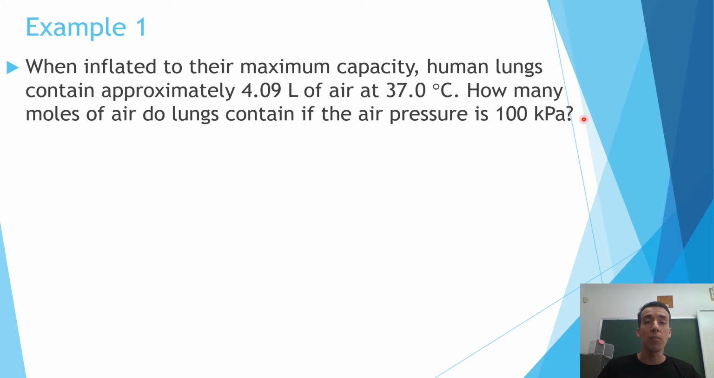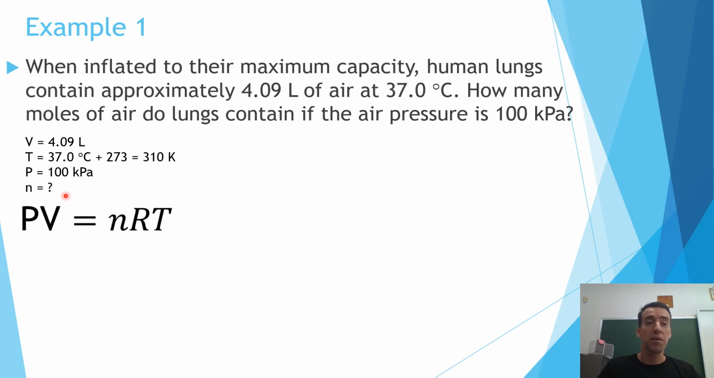So in this problem, we are looking for the number of moles contained in those lungs. And we know the following variables. The volume is about 4 liters. The temperature, when turned into Kelvin, don't forget this one, is 310 Kelvin. And the pressure is 100 kilopascals. Now, n is what we're looking for, the number of moles.